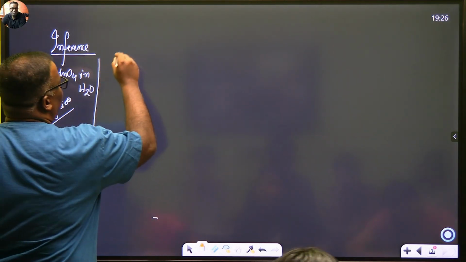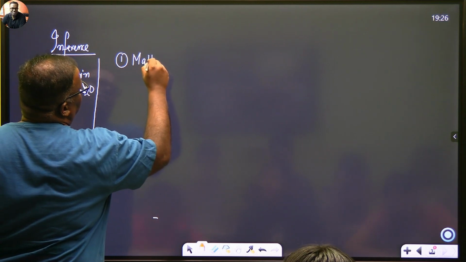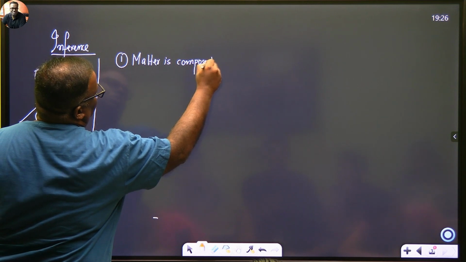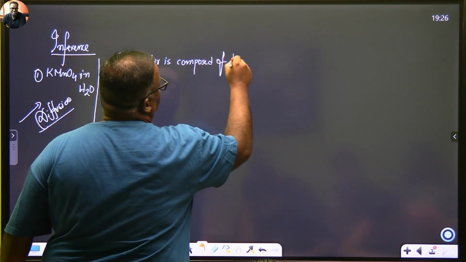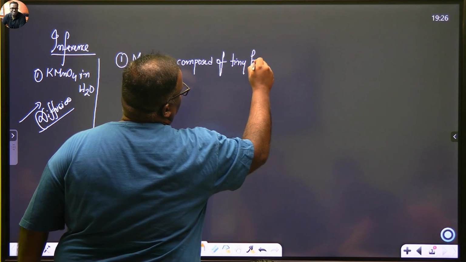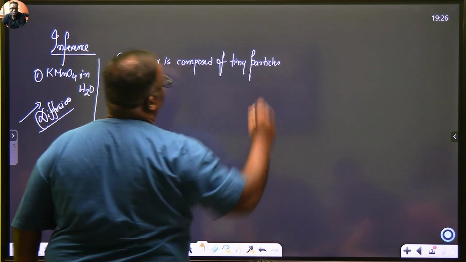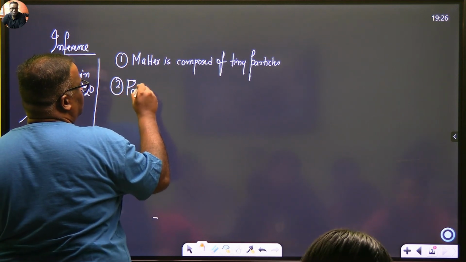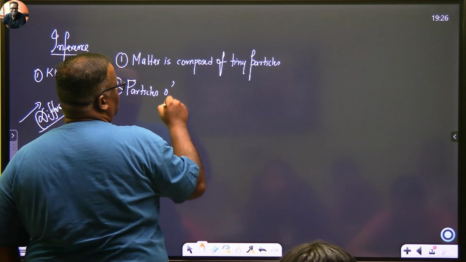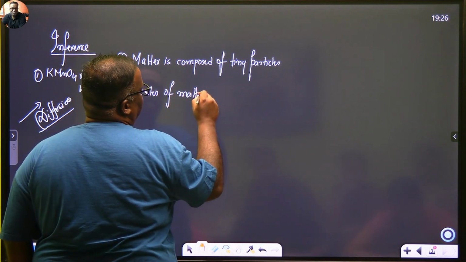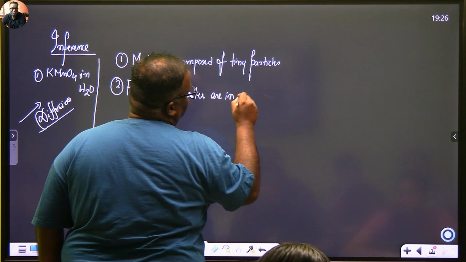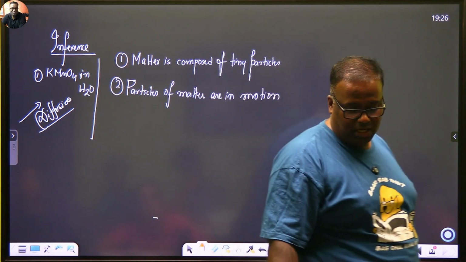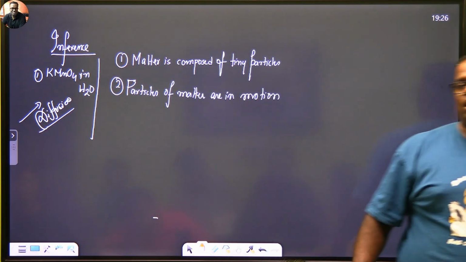I say two findings: that matter is composed of tiny particles. अभी हम उसे atom या molecule नहीं बोल रहे हैं. We're just saying tiny particles, and particles of matter are in motion. Any child, strategic timeout of 1 minute, any child has any questions at this level can ask.